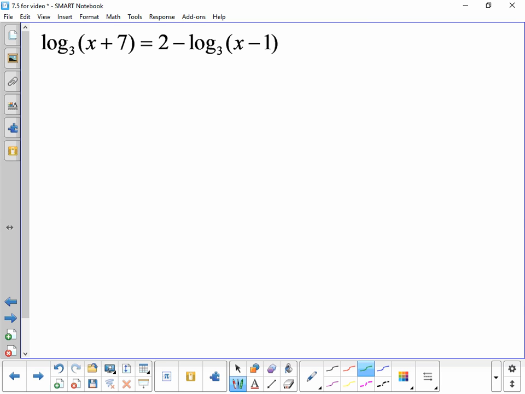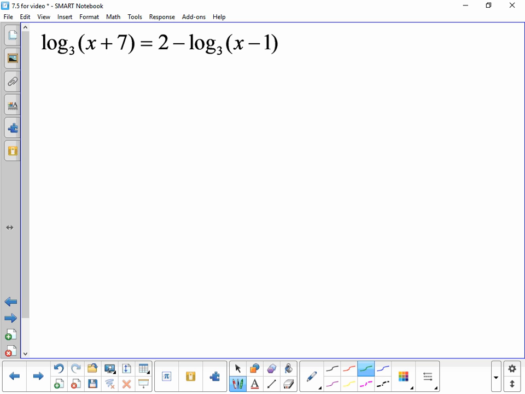So in this equation, we have the log base 3 of x plus 7 is equal to 2 minus the log base 3 of x minus 1. So our logs currently are on two separate sides of the equation. So we do want to be able to condense them. So in order to condense them, we need to get them together.